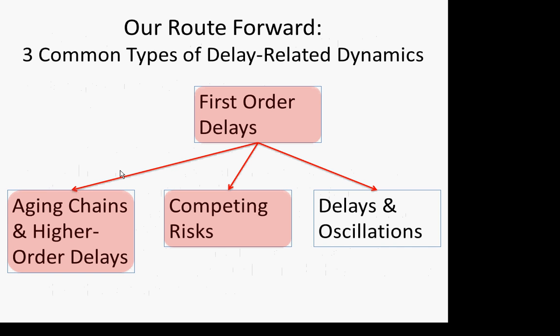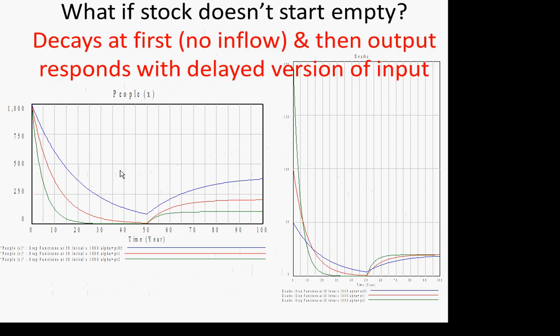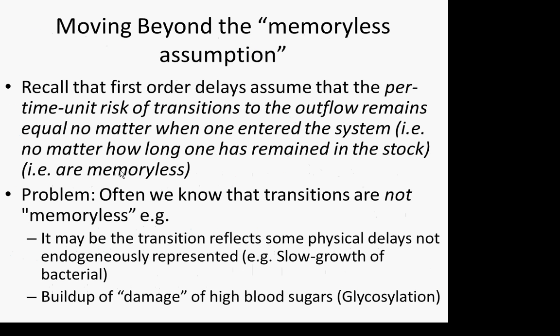So the issue with the higher order chains is we often want to move beyond a memoryless assumption. The idea here is that in first order delays, we're assuming the chance per unit time of leaving this delay structure is independent of how long we've been there. I phrased it here a little bit more precisely: the per unit time risk of transitioning to the outflow remains equal no matter when one entered the system. No matter how long it's been since you entered it, you're going to leave.